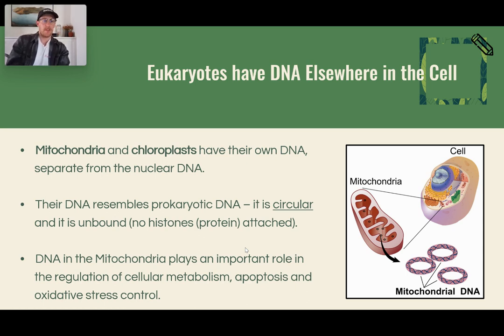Chloroplasts within plants, so another organelle within plants. Chloroplasts are where photosynthesis actually occurs. So that's that conversion of inorganic material into organic matter using sunlight. And so chloroplasts play a vital role in that. And there's a circular loop of DNA within the chloroplast that helps facilitate that actual function as well.